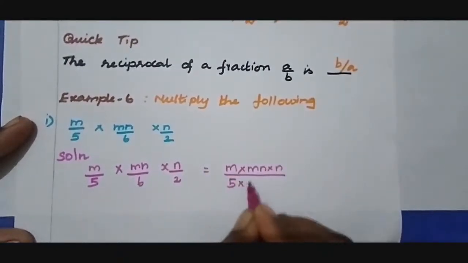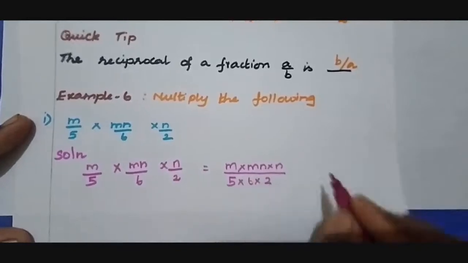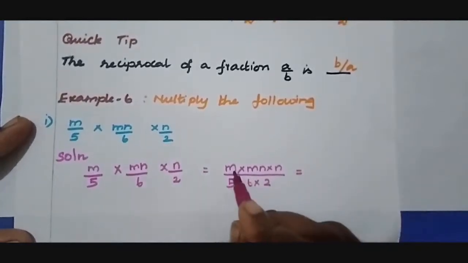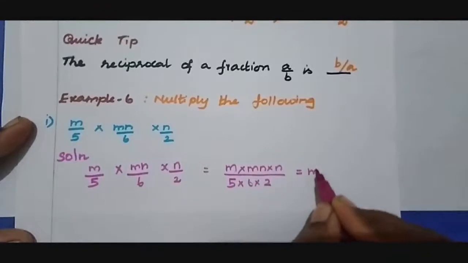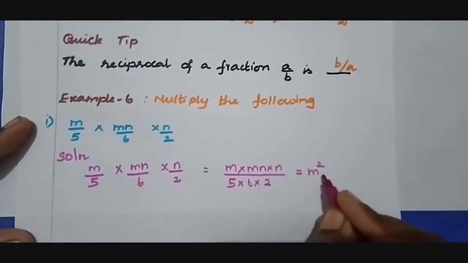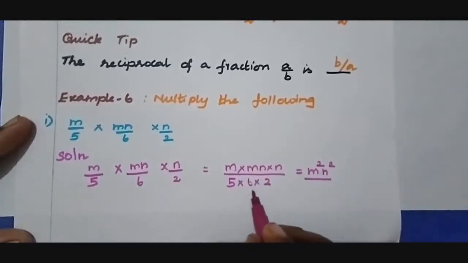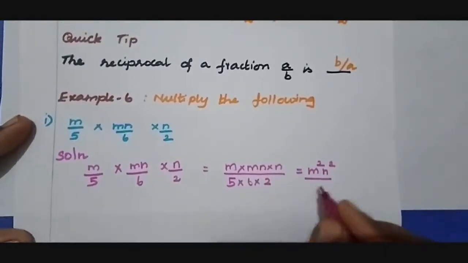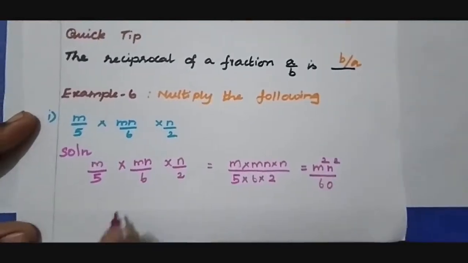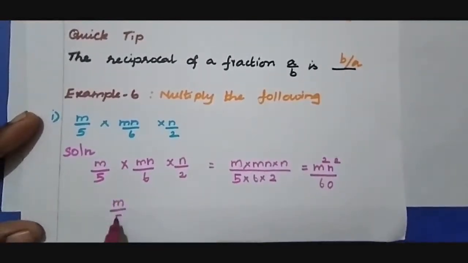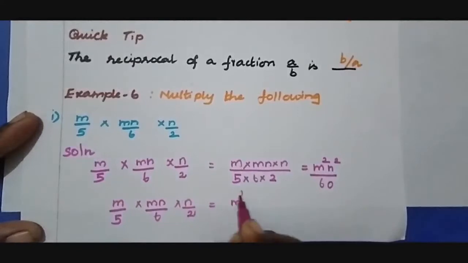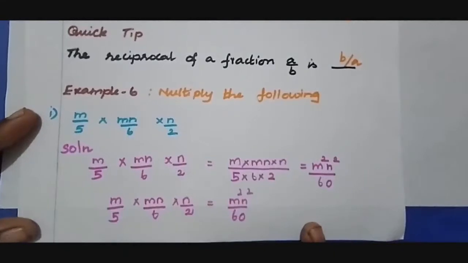5 into 6 into 2, which is equal to m into m is m square, n into n is n square, divided by 5 6s are 30, 30 into 2 is 60. So your answer is m by 5 into mn by 6 into n by 2 is equal to m square n square by 60. Is it clear, children? Yes.